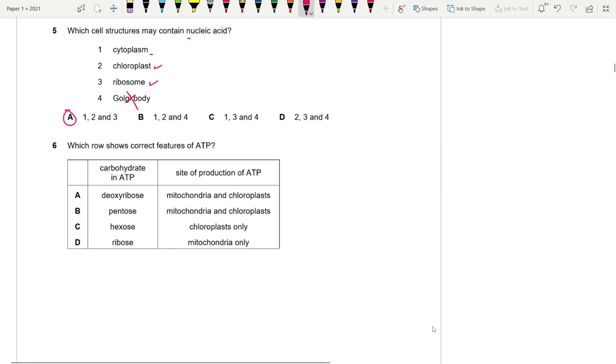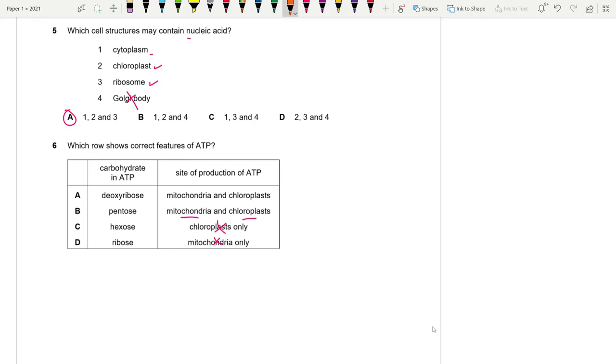Which row shows correct features of ATP? The carbohydrate in ATP. Production of ATP. Okay, this is an important question. ATP is produced in both mitochondria and chloroplast. Remember that. Both of them have the electron transport chain. This is the first thing you'll learn soon in A2.